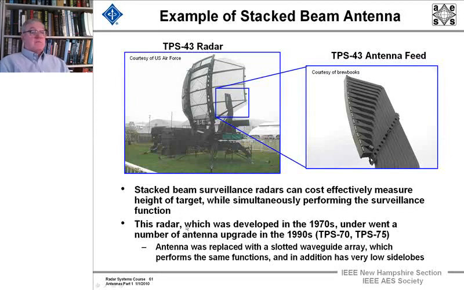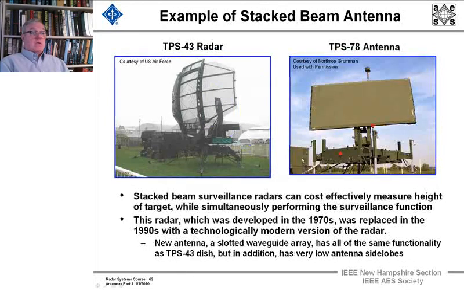This antenna was developed in the 70s and underwent upgrades in the 90s, where the antenna was replaced with a slotted waveguide antenna, which could do exactly the same function but had very low side lobes. And here's that antenna on a TPS 78, courtesy of Northrop Grumman. This is a planar array antenna which mechanically rotates but gives you a number of beams in elevation, and it's got very nice, very low side lobes.